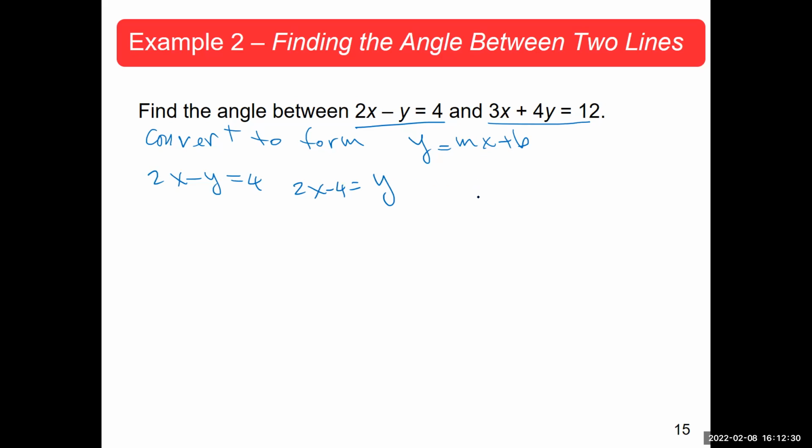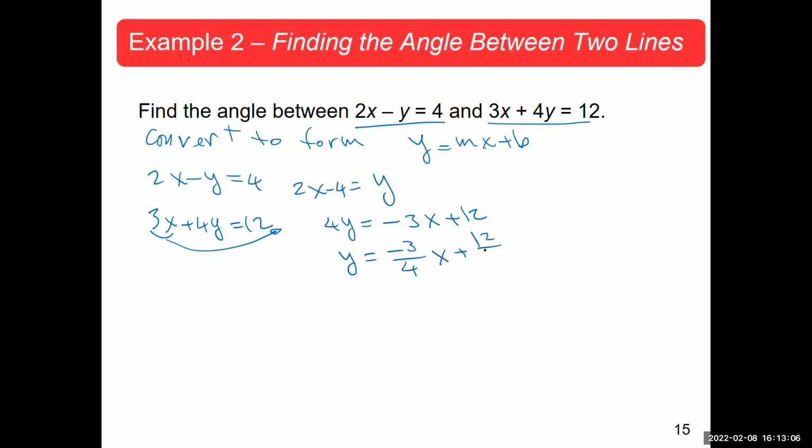The other one, we have 3x plus 4y equals 12. We're going to say 4y equals negative 3x plus 12, because we move the 3x to the other side and it becomes negative. Now divide both sides by 4, you get negative 3 over 4 x plus 12 over 4.